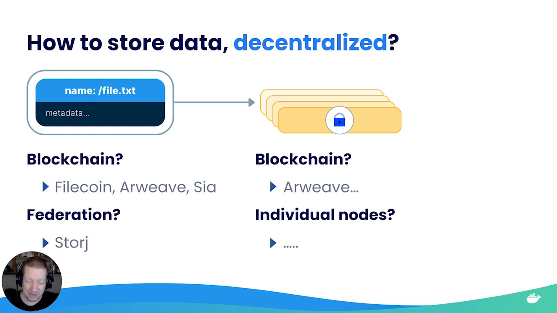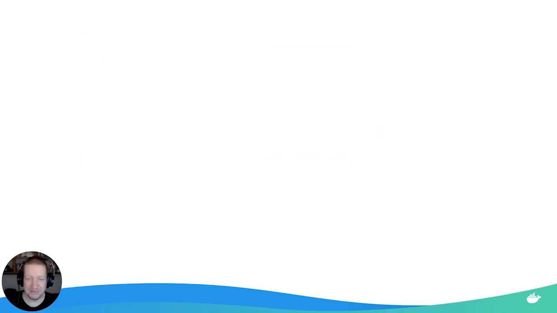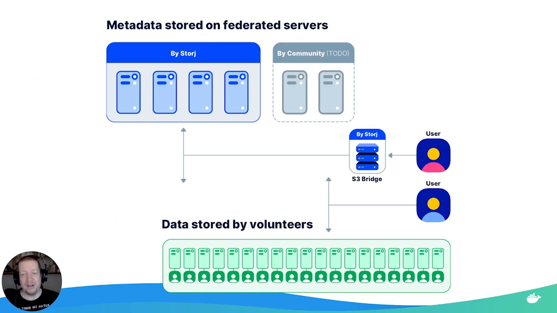How can we be sure that the nodes really store the data which are assigned to them? Okay, so storage follows a simple way. We have data nodes which are run by volunteers. Storage Labs itself doesn't run any data nodes. So all of the data is stored by volunteers with free space on Raspberry Pi or servers.